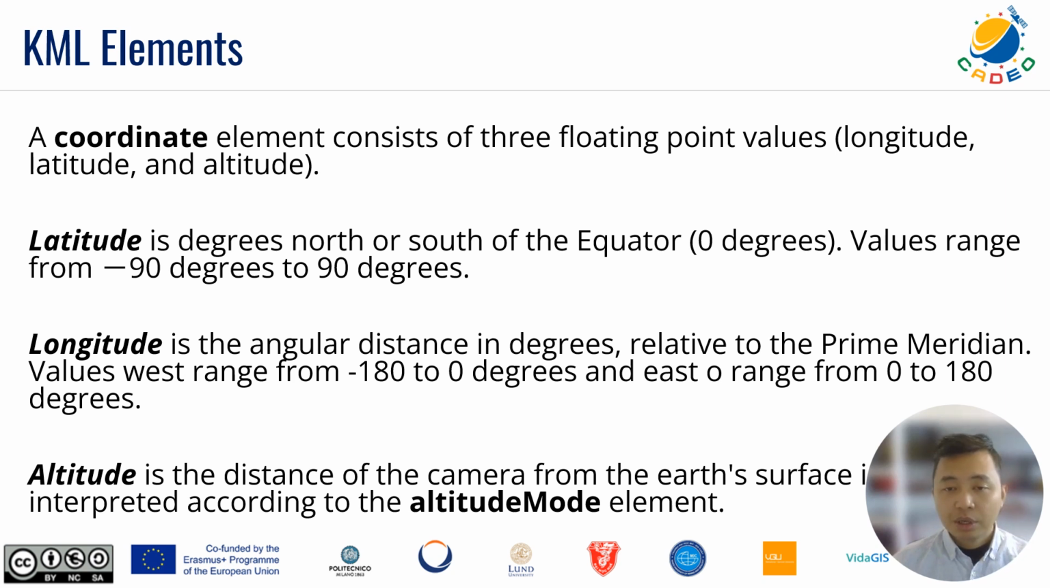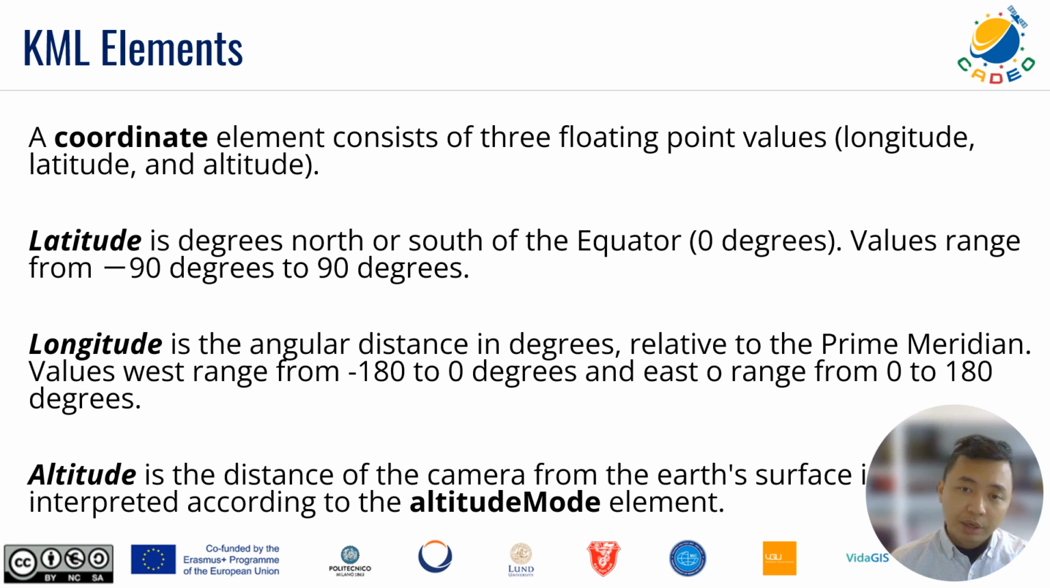The longitude represents the angular distance in degrees relative to the prime meridian, which passes through Greenwich in England. The longitude west of the prime meridian ranges from minus 180 degrees to 0, and east of the prime meridian ranges from 0 degrees to plus 180 degrees. And this system allows for the precise identification of locations worldwide.